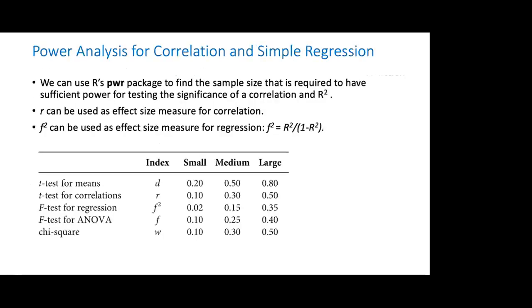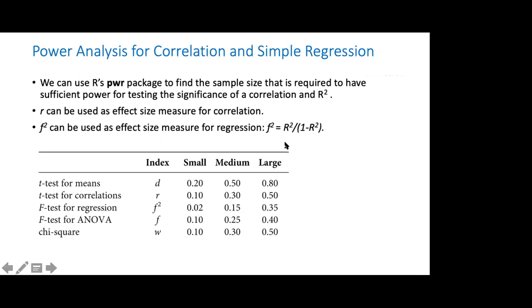All right. The last thing that I wanted to talk about when it comes to simple regression is power analysis, and it's mostly focused on R. We can use R's pwr package to find the sample size that is required to have sufficient power for testing the significance of either correlation or R squared. That's pretty straightforward. If we have correlation, we can use r as an effect size measure, and we use f squared as the effect size measure for regression.